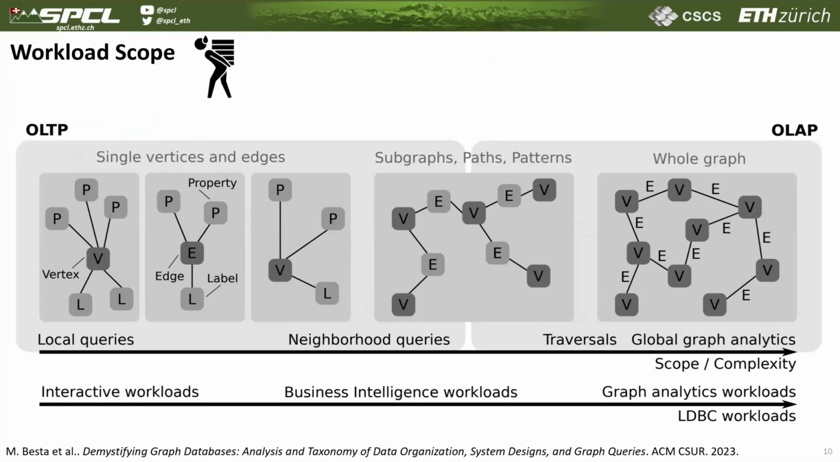We also categorize these graph database workloads with respect to their scopes, namely what is the scope of the underlying graph that is being processed. These workloads can range from single vertex and query workloads up to whole graph query workloads.